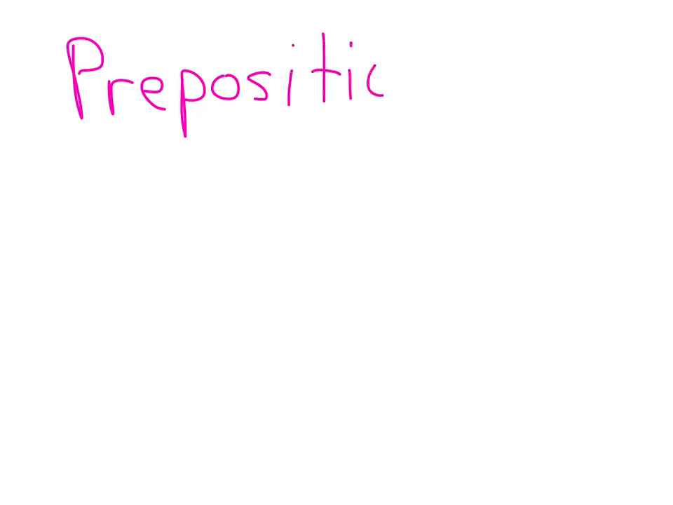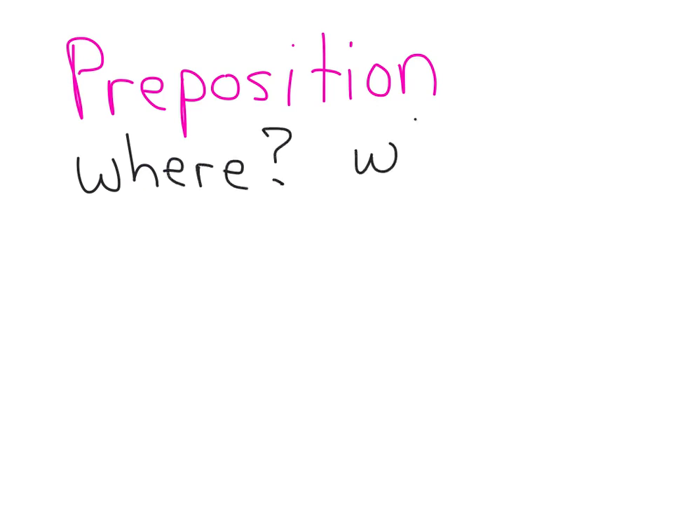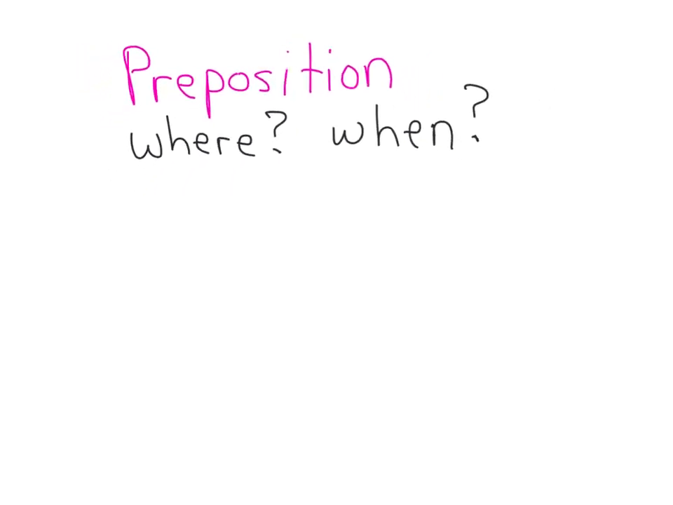Using prepositions is very important when we are speaking and writing in English. Prepositions can be used to help us answer where something is or when it is. Here are two examples.